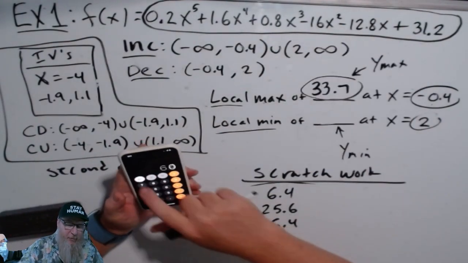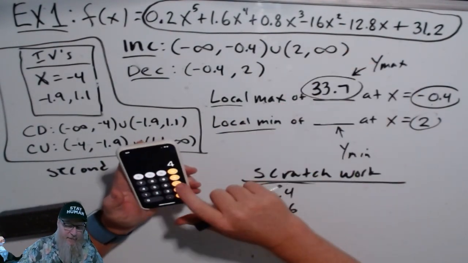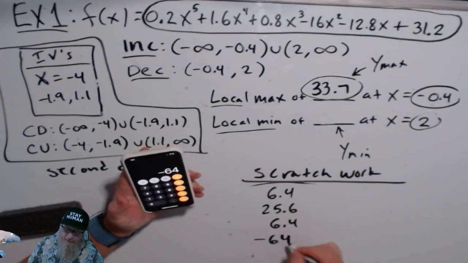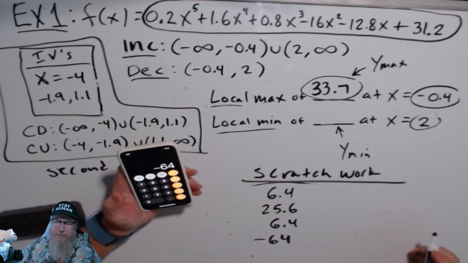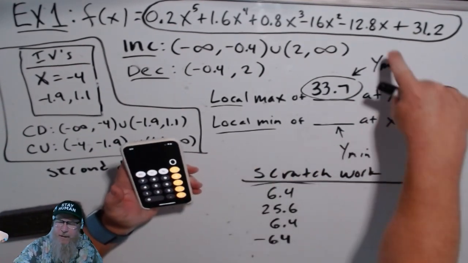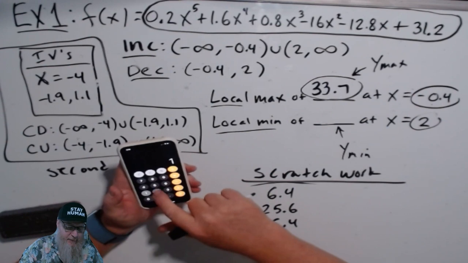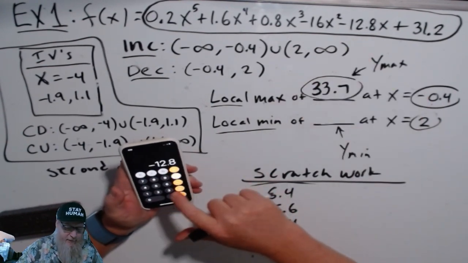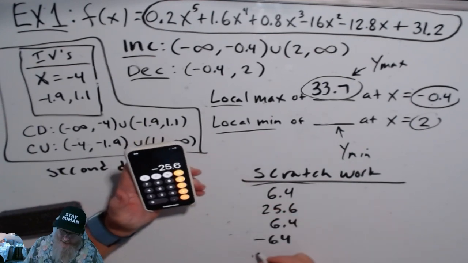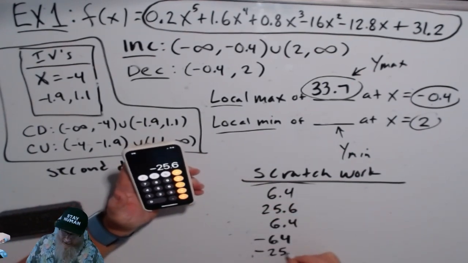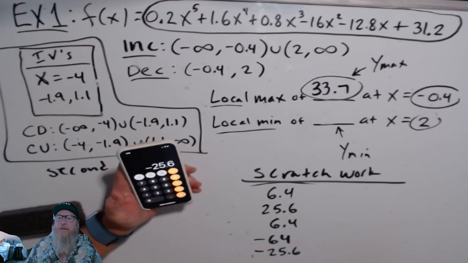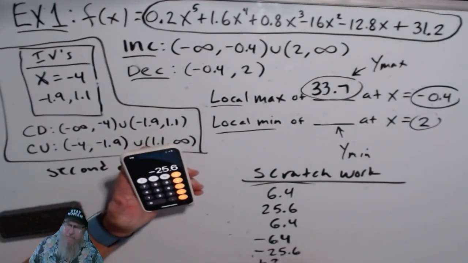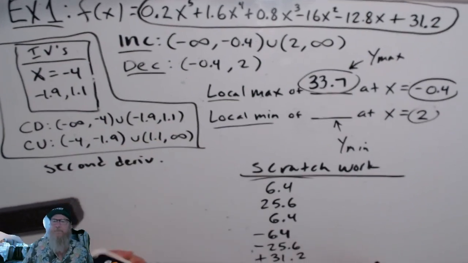Two times 2, that's 4. And then times negative 16. Be negative 64. 12.8 times 2. It's actually negative 12.8 times 2. So negative 25.6. And then I have the positive 31.2.